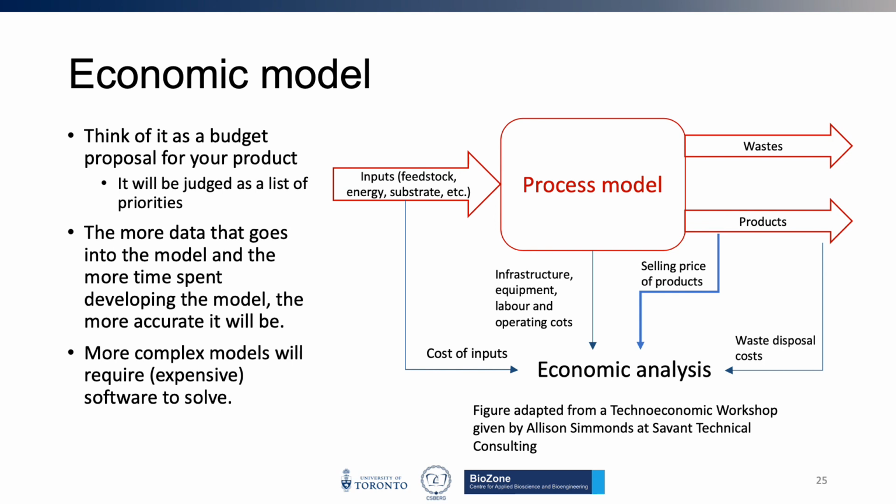And I'd like to show this figure that was generously given to us by Allison Simmons from Savant Technical Consulting, who presented this at a Biozone Techno-Economic workshop. As you can see, it shows how your actual process model, so the inputs, wastes, and products, interfaces with the economic analysis. From a list of inputs, you can figure out the cost of the inputs. And from your process model, you can figure out infrastructure, equipment, labor, and operating costs.